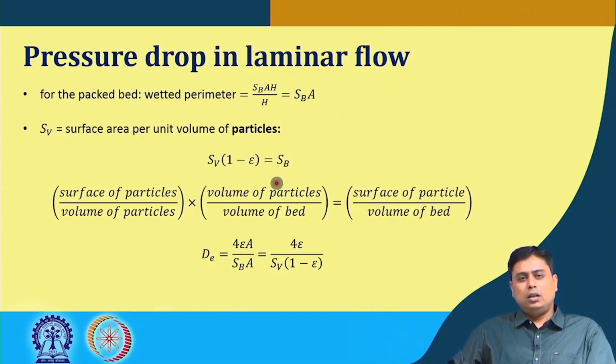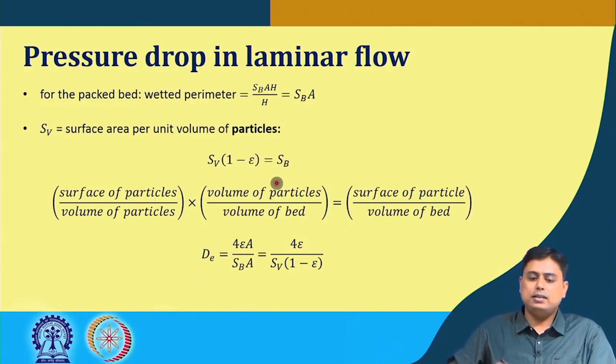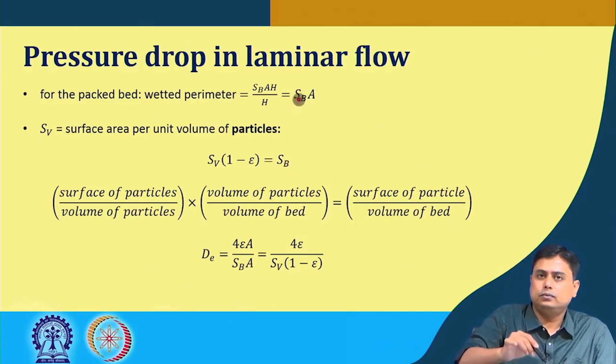Okay. The reason we are doing this is to calculate the equivalent diameter, or the hydraulic diameter. Now, the hydraulic diameter, again we go back to the previous expression, that is 4 multiplied by the wetted cross section divided by the wetted perimeter. So, 4 multiplied by the wetted cross section is epsilon A, so epsilon multiplied by A divided by this S B A, where S B is nothing but S V multiplied by 1 minus epsilon.